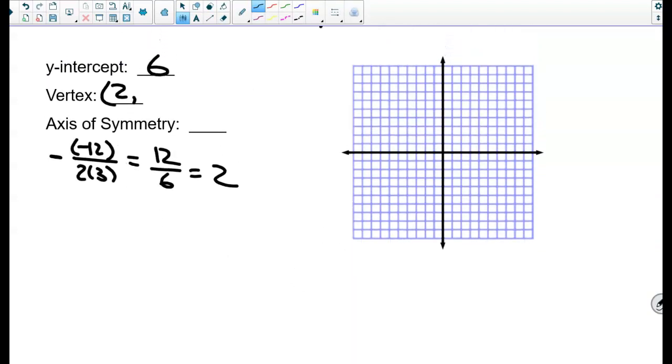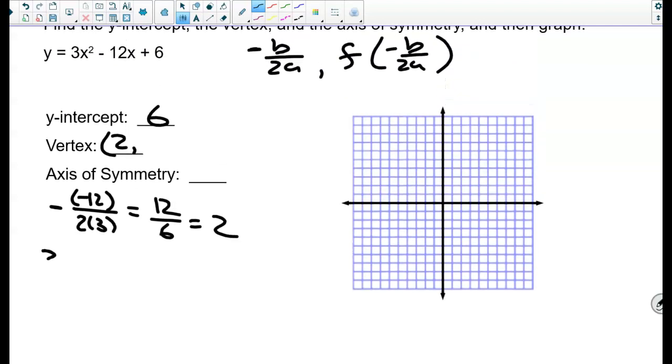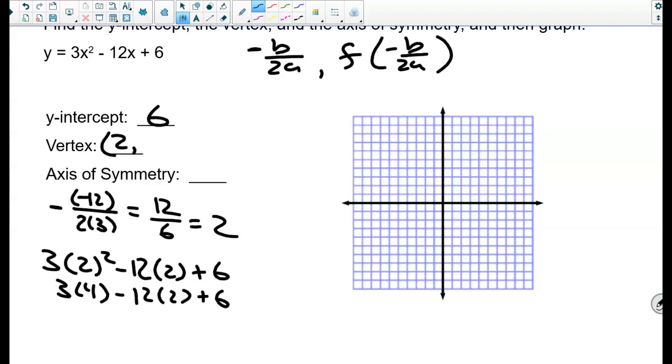Now, I plug 2 in for x. 3 times 2 squared minus 12 times 2 plus 6. 2 squared is 4. I deal with the exponent first. 3 times 4 is 12. 12 times 2 is 24 plus 6. So 12 minus 24 is negative 12. Negative 12 plus 6 is a negative 6. So that's the y coordinate of my vertex. And the axis of symmetry is always whatever the x coordinate of the vertex is. x equals 2. You guys have it.